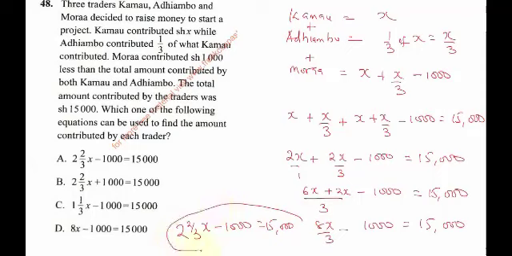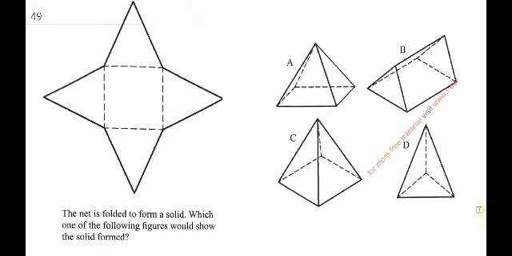And if you compare this answer, you will see that our correct answer here is going to be A, which states the same thing. So A is the correct answer. Now question 49 says the net is folded to form a solid. Which one of the following figures would show the solid formed?